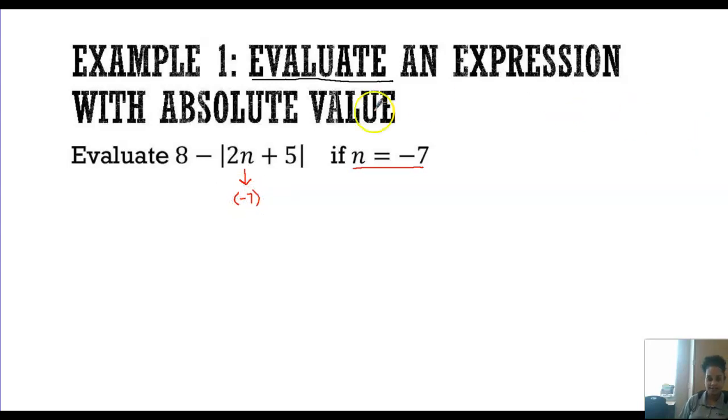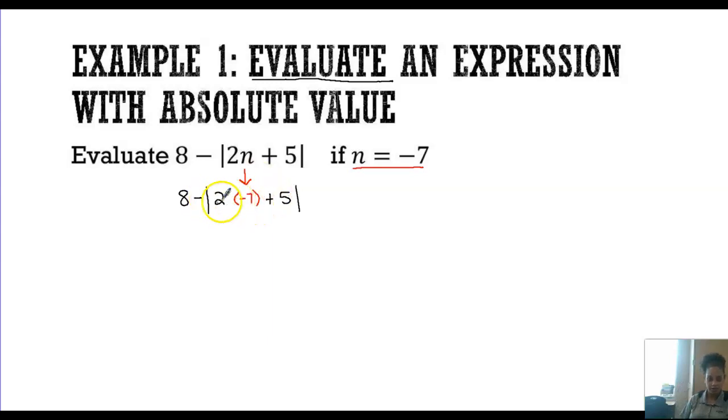Everything else is going to stay exactly the same. So I'm going to just write everything else. 8 minus the absolute value of 2 times -7 plus 5. Notice I used parentheses, and you're going to want to make that a habit. Anytime you substitute or plug something in, you're going to want to use parentheses. It's good practice. What we're going to do from there is go ahead and evaluate this using our order of operations. These absolute value braces, they kind of act as parentheses.